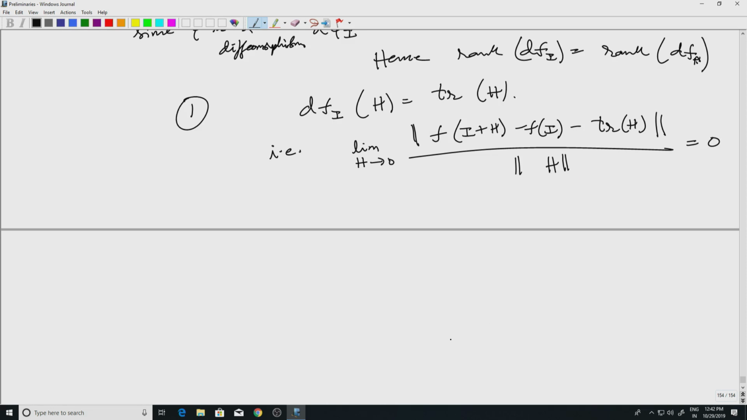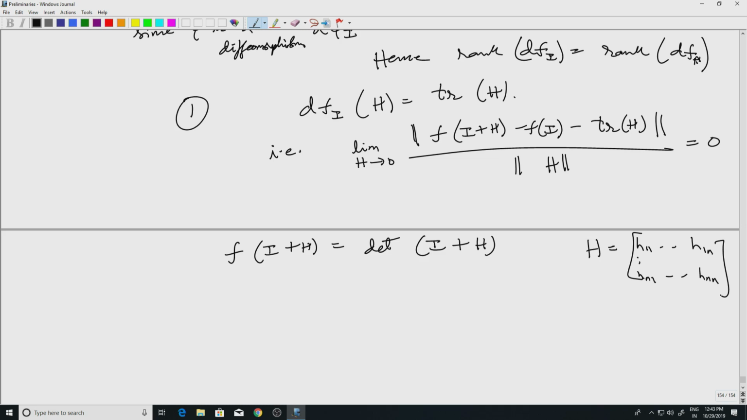Now let's calculate. Let's estimate f of I plus h. The second term here is f of I, which is just 1. f of I plus h is the determinant of I plus h. If I write h as usual as the matrix with entries h11, h1n, hn1, hnn, then this would be the determinant of the matrix where I just add 1 on the diagonal, 1 plus h11, up to 1 plus hnn. The other entries are the same, h1n, hn1.